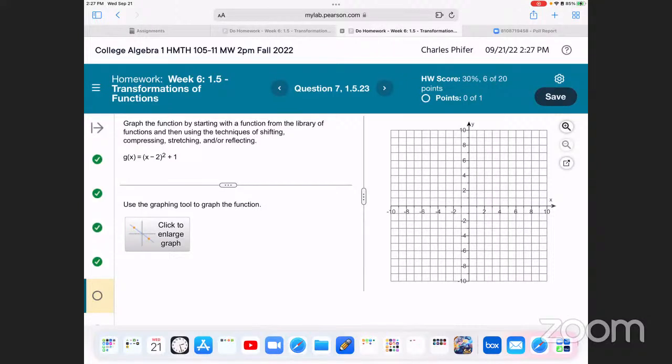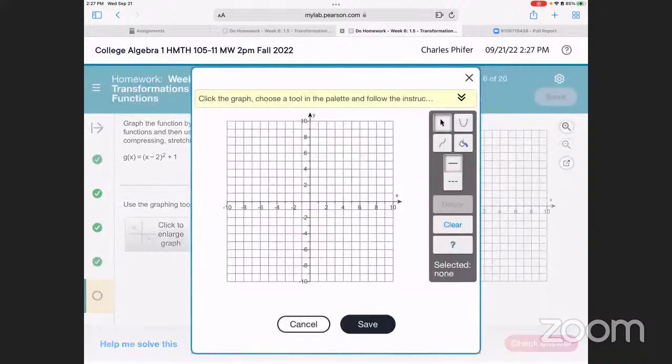I graphed this function by starting with the library function and then using transformations, right? So it looks like the base function is x squared, and I see two transformations. The recommendation was that when we're doing multiple transformations in one function, we work our way from the inside out. So the innermost transformation here is the -2. Let's click on the graph. We can still see it in the upper left-hand corner. The base function here is x squared, right? So that's going to be a parabola.